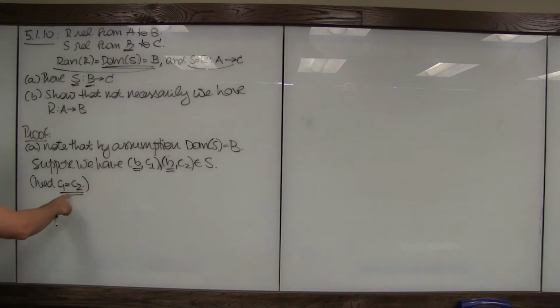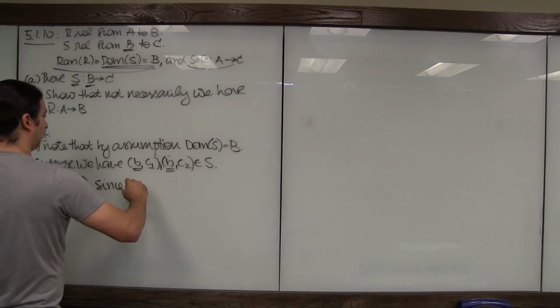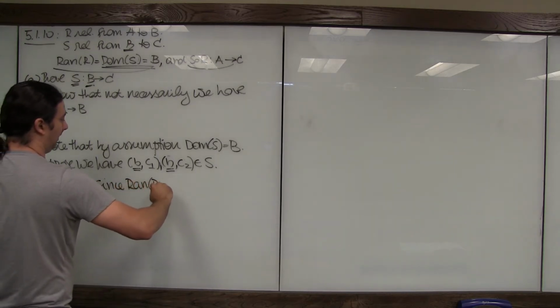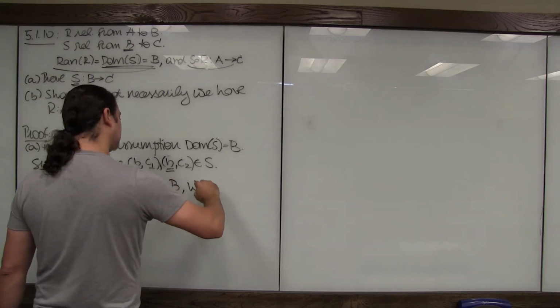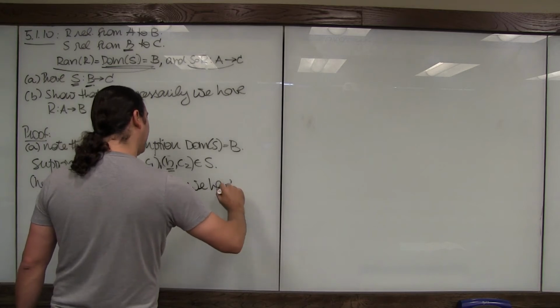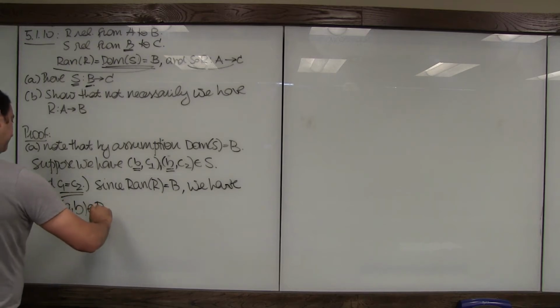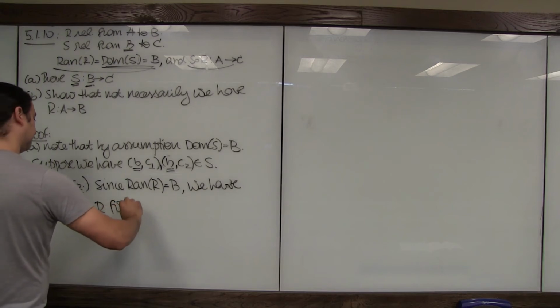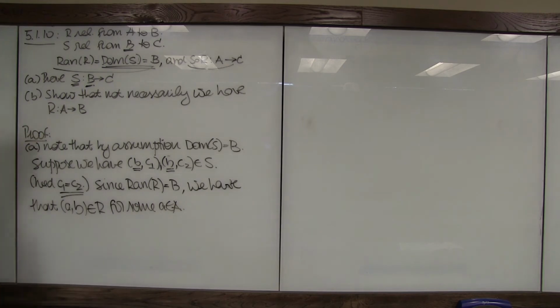So that's where we're going to cook up this equality here. But what happens is that since the range of R is B, by definition, we have that some little b belongs to the range, so (a, b) belongs to R for some little a in capital A, by definition of the range.